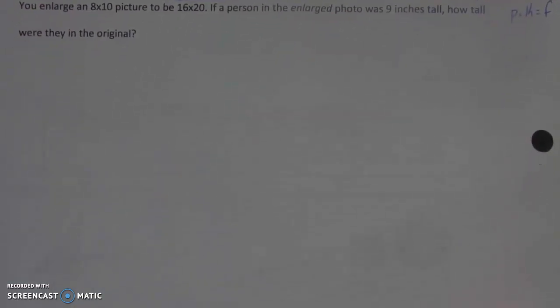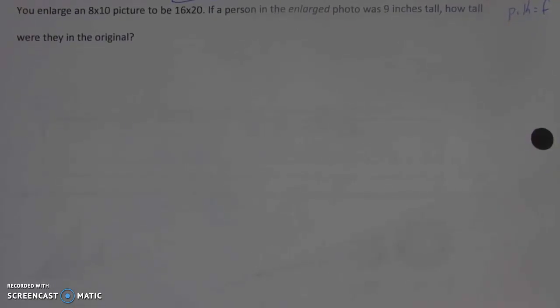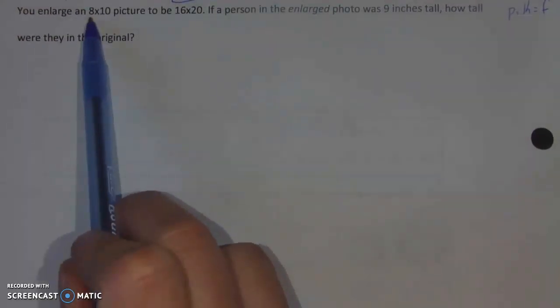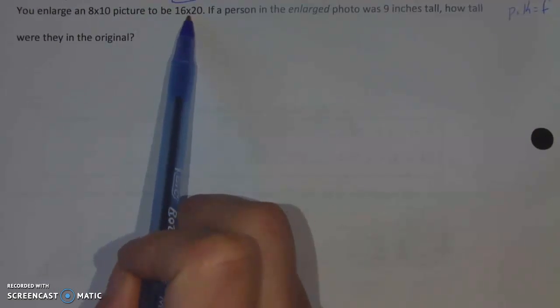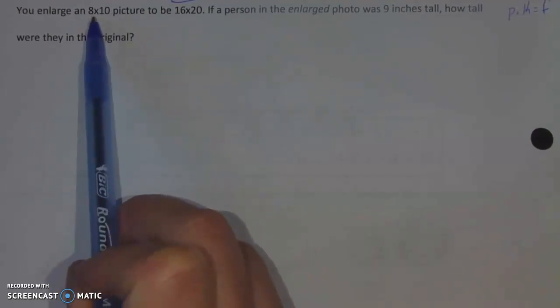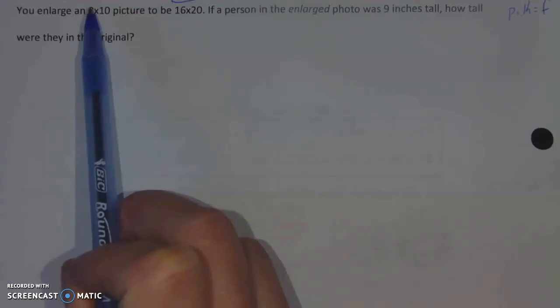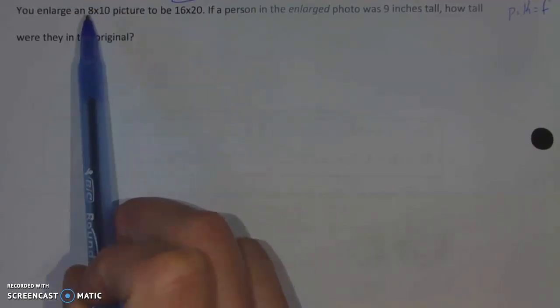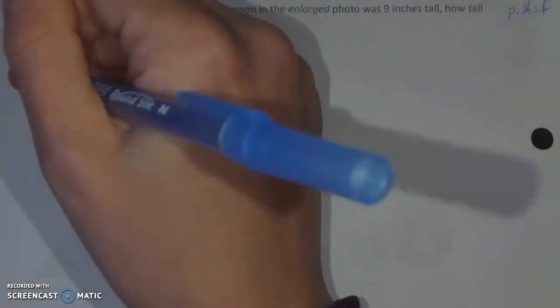And what we're going to talk about this time is enlarging a photo. So you started with an 8 by 10 picture, and you ended up with a 16 by 20. By the way, notice the order of this. The 16 and the 8 are corresponding lengths because they're placed in the same part. We're talking length times width.